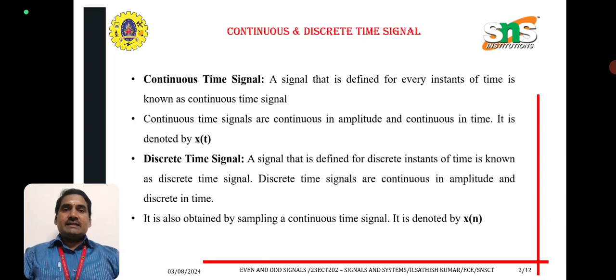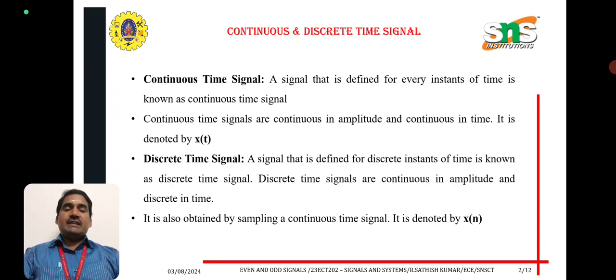Continuous and discrete time signal. A continuous time signal means a signal that is defined for every instant of time. Continuous time signals are continuous in amplitude and continuous in time. It is denoted by x of t.